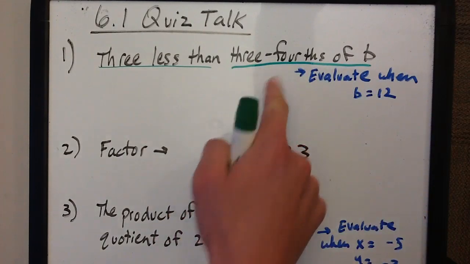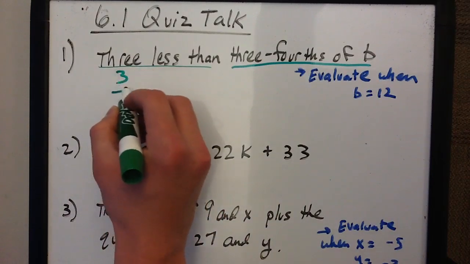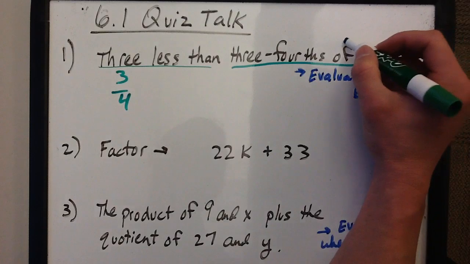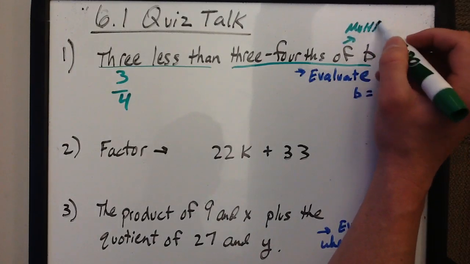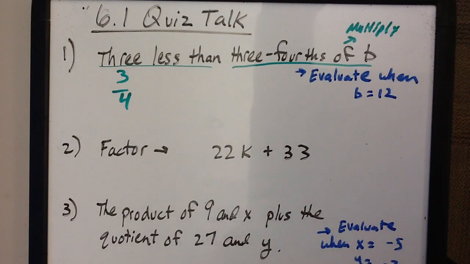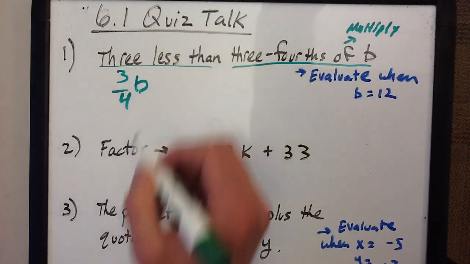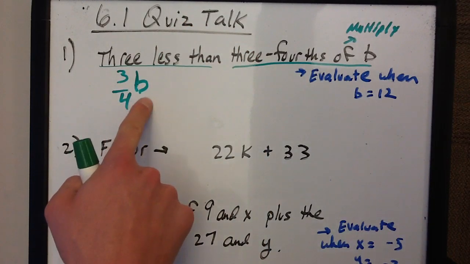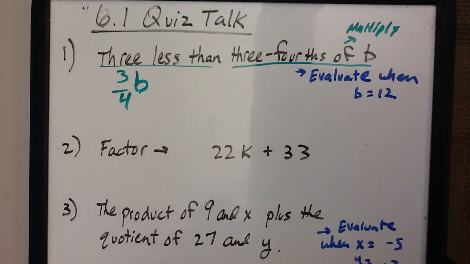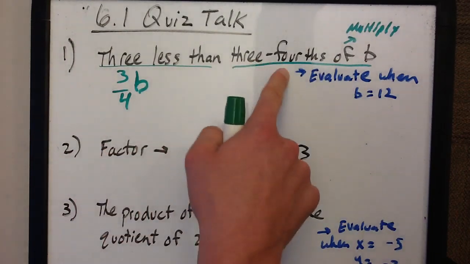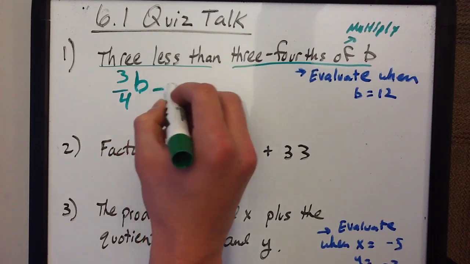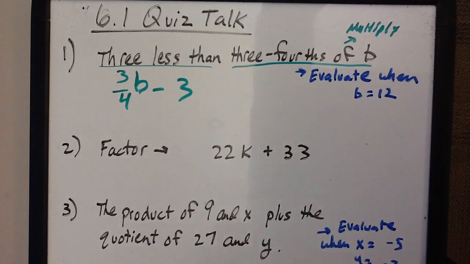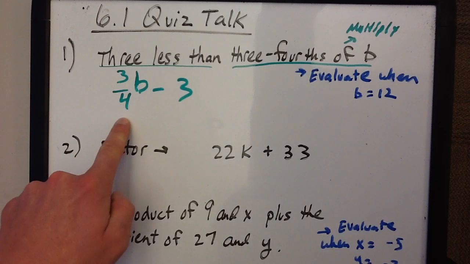Okay, so 3/4, that's a fraction that looks like this, 3/4. The word of means multiply. In mathematical language, of means multiply. So if I want 3/4 of b, I need 3/4 times b, which I can just write as 3/4 b. If you write a b next to 3/4, you read this as 3/4 times b, or you could say 3/4 of b. So if I want 3 less than that, I need this minus 3. 3/4 b minus 3 would be 3 less than 3/4 of b.